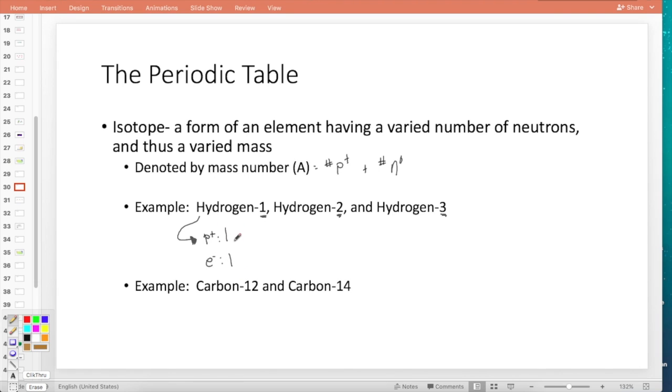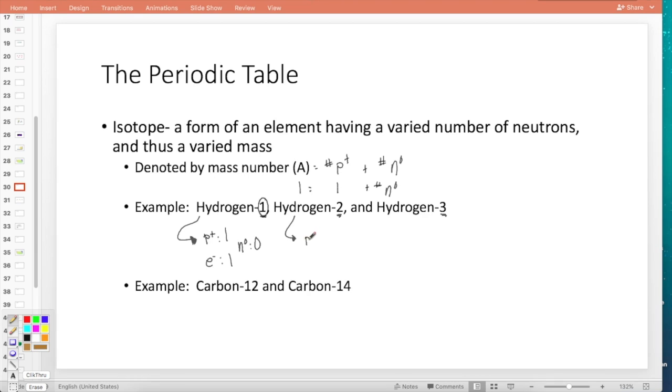How about the number of neutrons? Can I figure out how many neutrons hydrogen 1 has in its nucleus? I could. This number right here is the mass number. The mass number is protons plus neutrons. So for hydrogen 1, the mass number is 1. The number of protons is 1. So can I use some simple quick algebra to figure out the number of neutrons? Yeah, it has 0 neutrons. This is the simplest atom that exists. 1 proton, 1 electron, that's it. No neutrons at all.